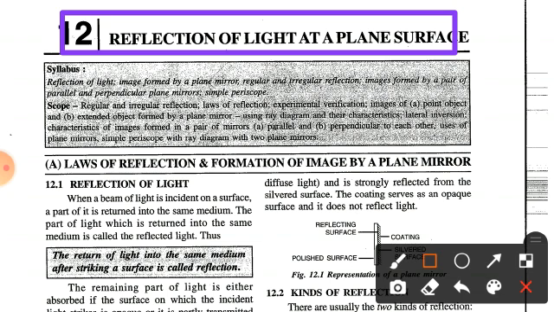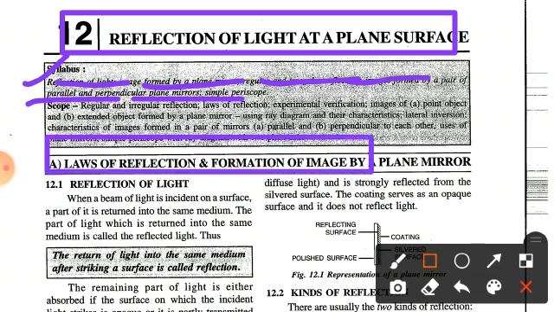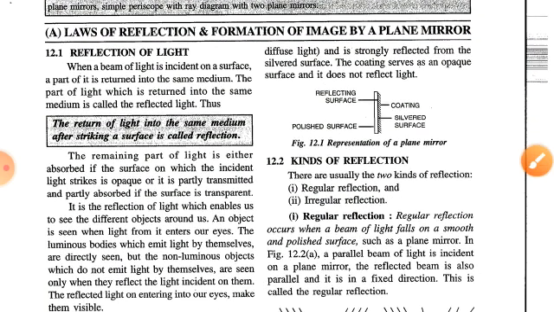So first, before starting this chapter, just have a look at the syllabus. In this syllabus we have to study the reflection of light, image formed by a plane mirror, regular and irregular reflections, image formed by a pair of parallel and perpendicular plane mirrors, and the simple periscope. This is the syllabus. First we will start with the laws of reflection and the formation of image by a plane mirror. Clear? So the first topic is 12.1, which is the reflection of light.